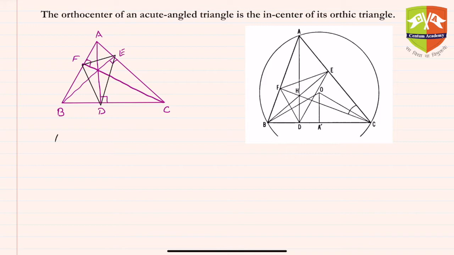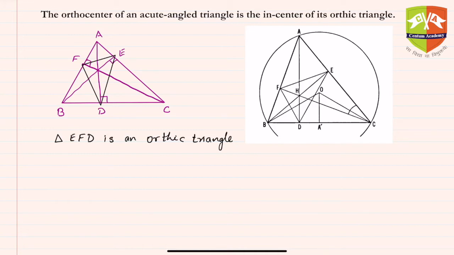So we say triangle EFD is an orthic triangle. I hope you understood the concept. See, the definition of orthic triangle is: you drop three perpendiculars in a triangle and join all the three feet of the perpendiculars. The resultant triangle will be called the orthic triangle.